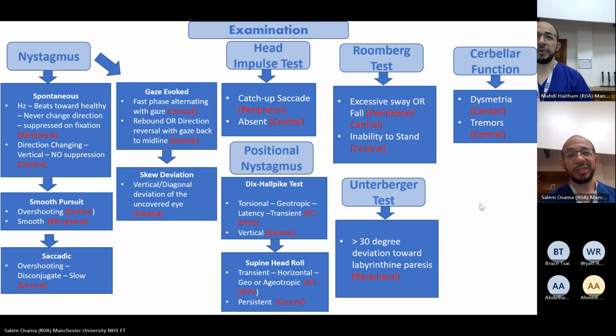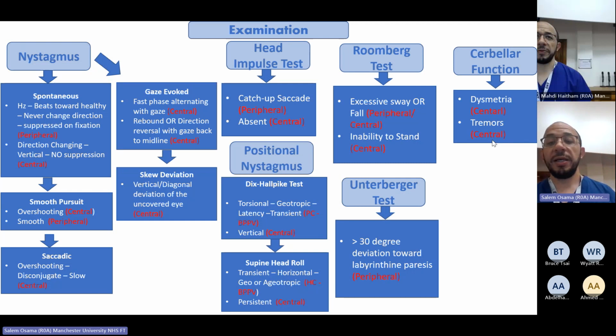Unterberger test is not diagnostic alone, but it will give us an idea when we are thinking, okay, this could be a vestibular cause, a peripheral cause, so let's see where the problem actually is. So it's an additive test, but it's not diagnostic on its own. We ask the patient to extend their arms in front of them, close their eyes and step in place, and see how much they deviate.